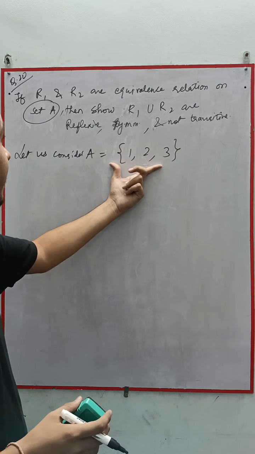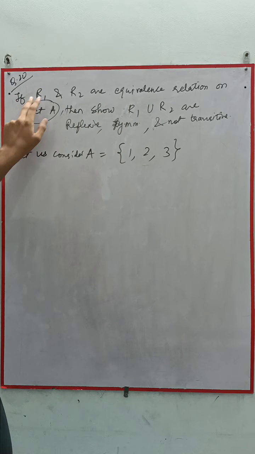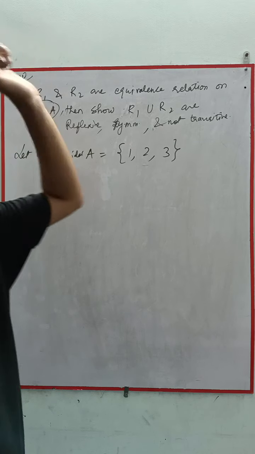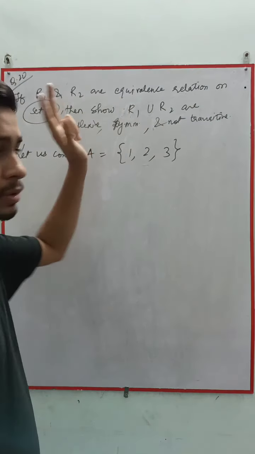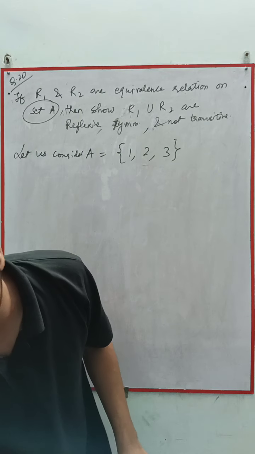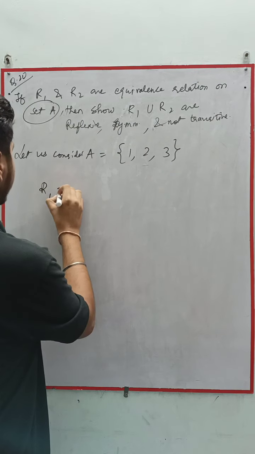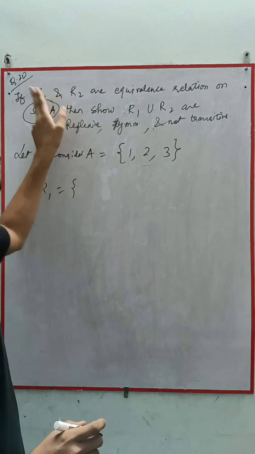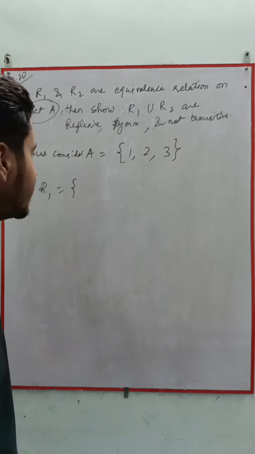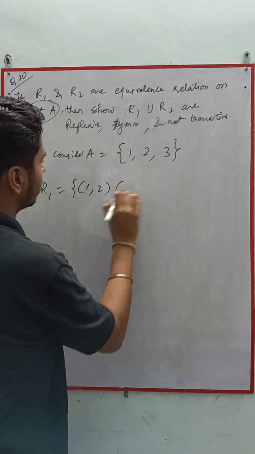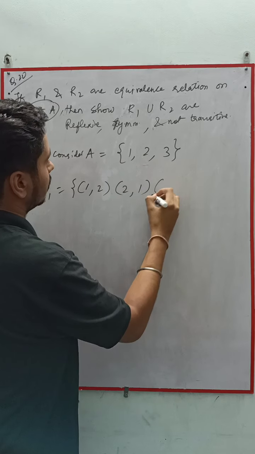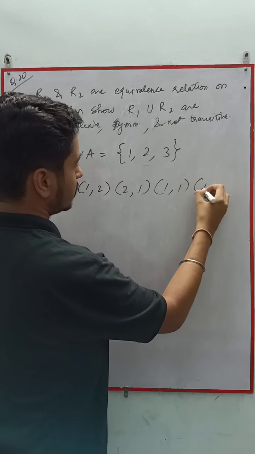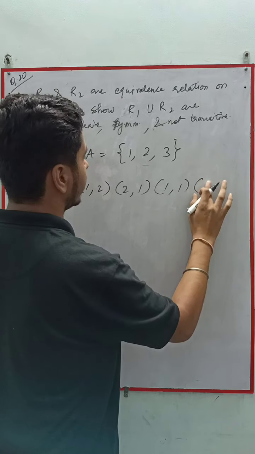Now this set A, let's read the question again. R1 and R2 are equivalence relations on set A. So there is some R1, we don't know that relation. Also there is one R2, we again don't know that relation. Let's consider R1. Can we make R1 as one set where it follows all three: reflexive, transitive, and symmetric? So I'm making 1 2, then 2 1, 1 1, and this one you can consider anything. 2 1, let us consider.